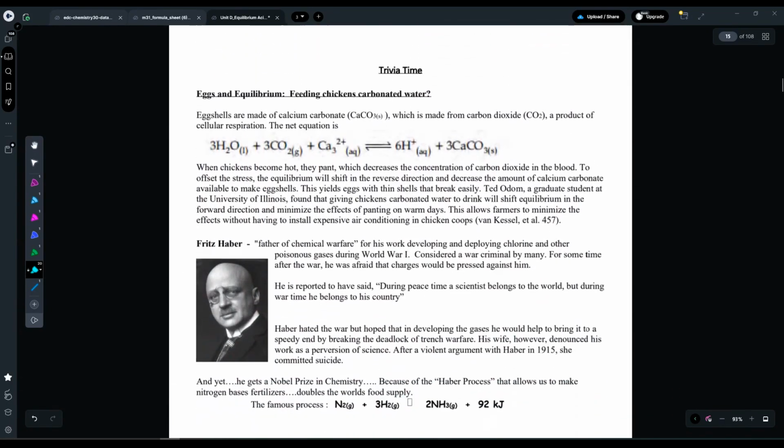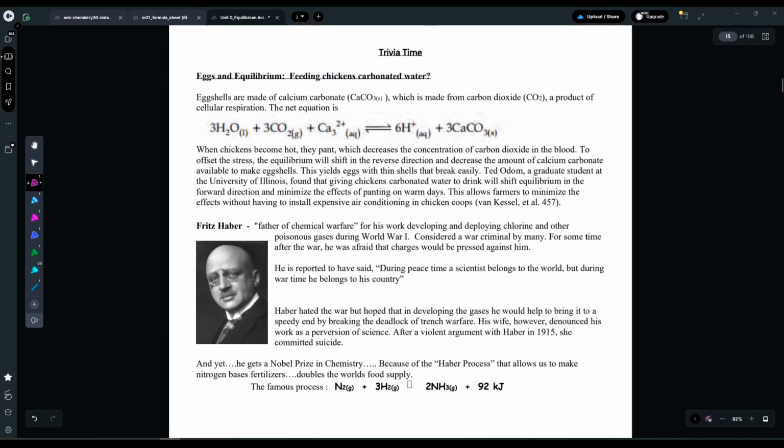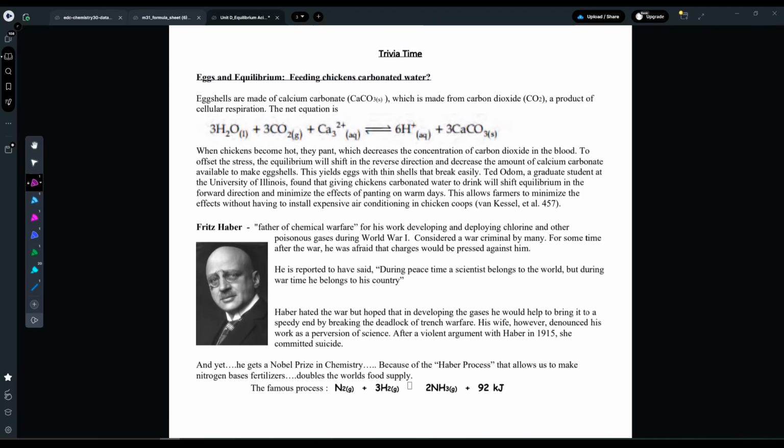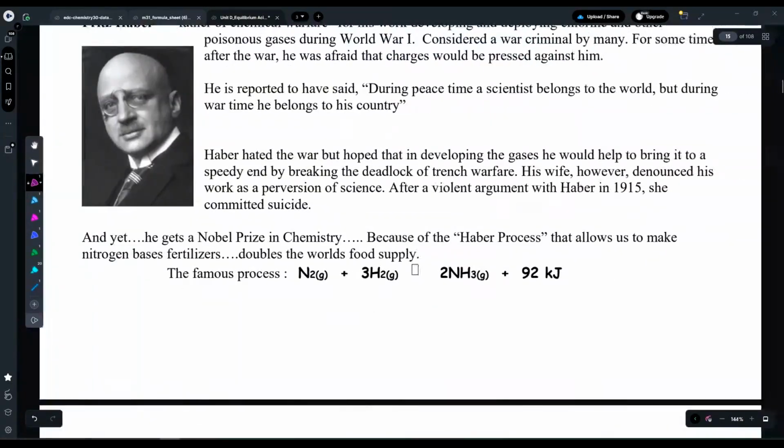Okay, so on this next page there is a little bit of a blurb of information. Nothing in here or on this last part of this page is something that you have to memorize. These equilibriums you don't have to memorize. This is just a little bit of information just for fun. However, you should be aware of what the Haber process or the Haber-Bosch process is. You could use either name.